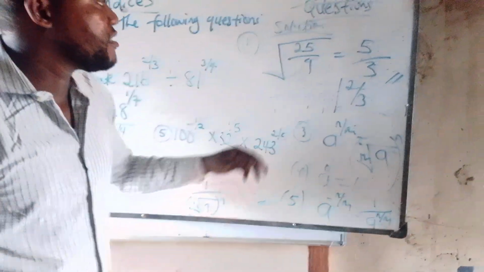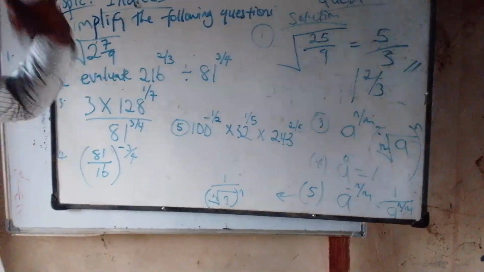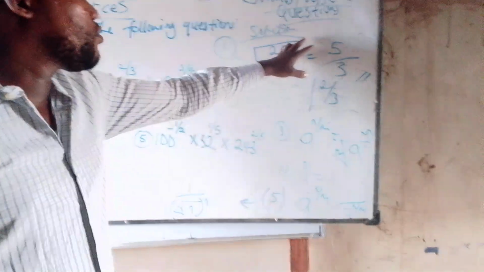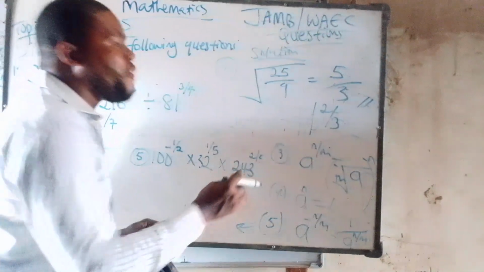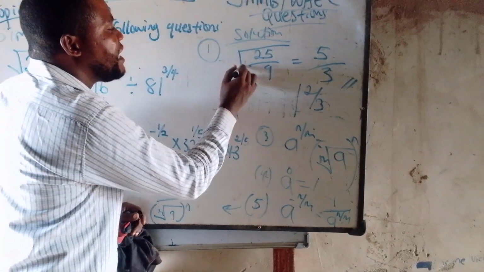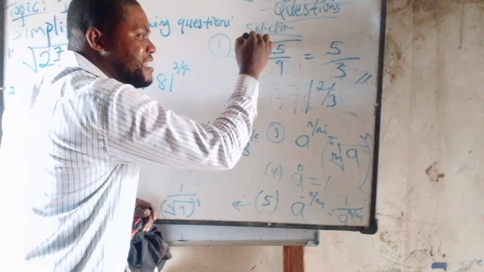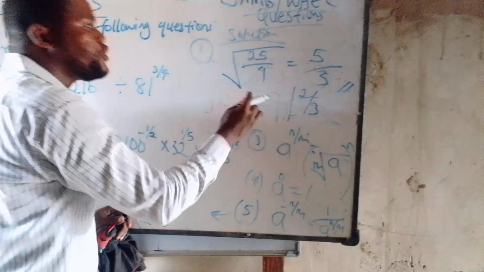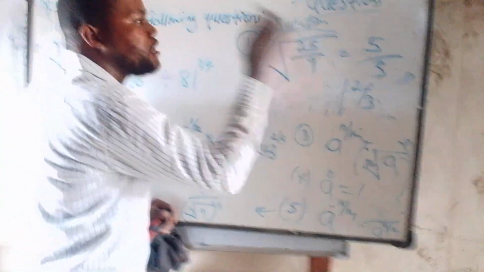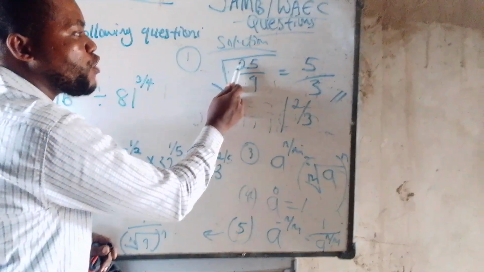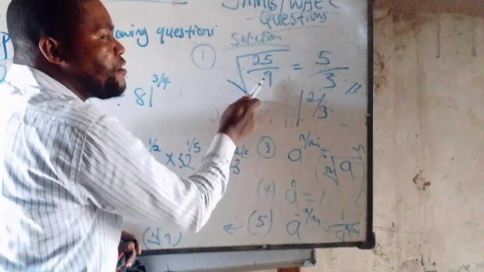Let me come again, please. After doing this, what I have to do is this. This square root can be in two forms. If the square root had ended here, it only affects 25. But now it's affecting up and down, both your numerator and your denominator. So then take the square root of 25, which is 5, and the square root of 9, which is 3.